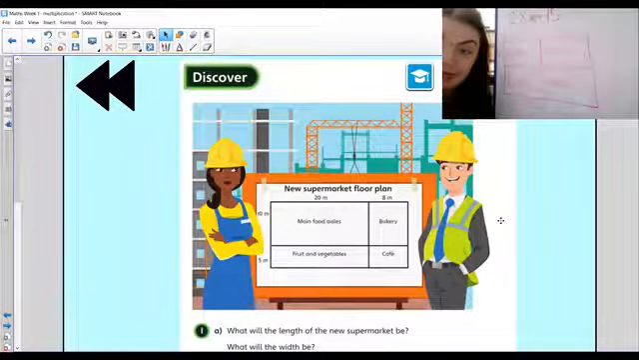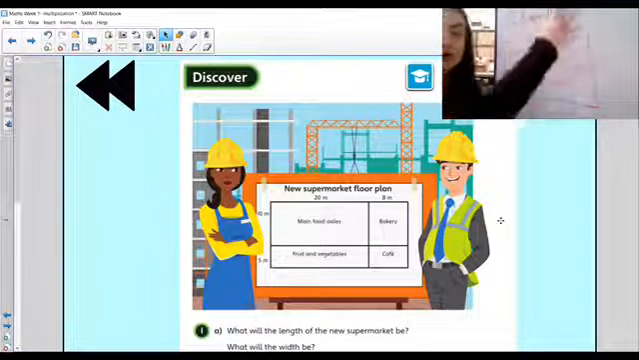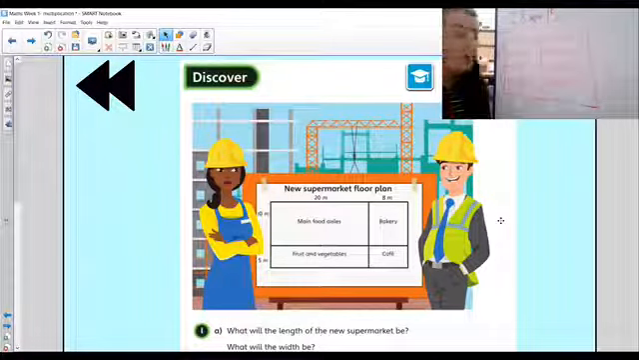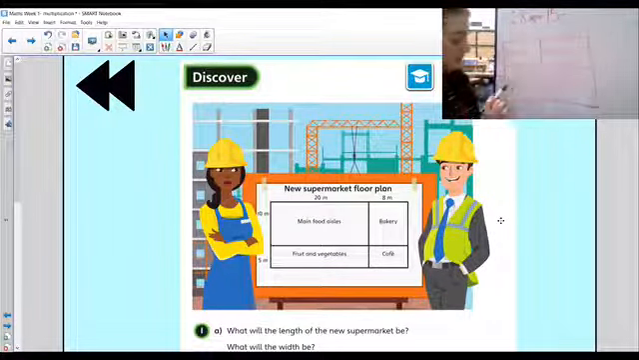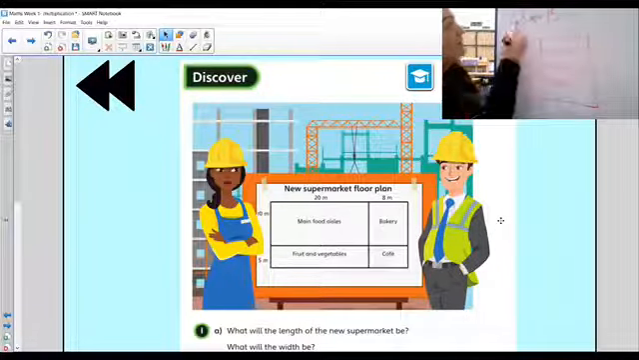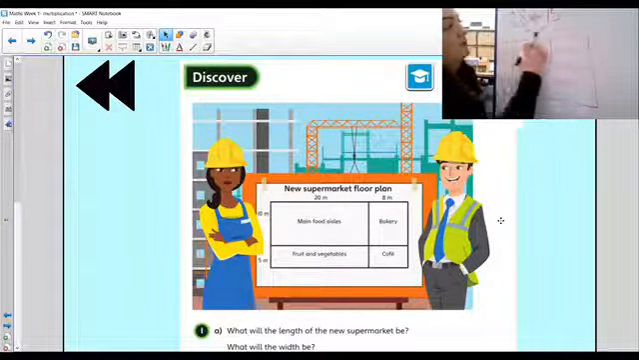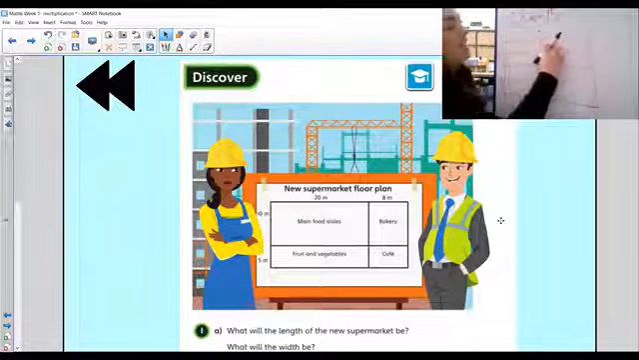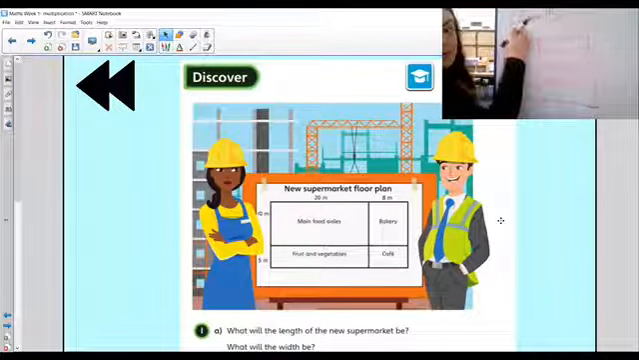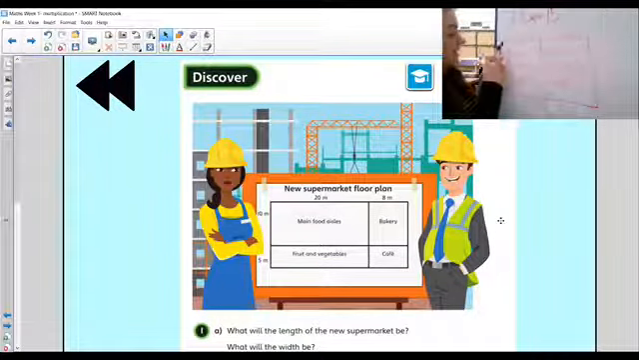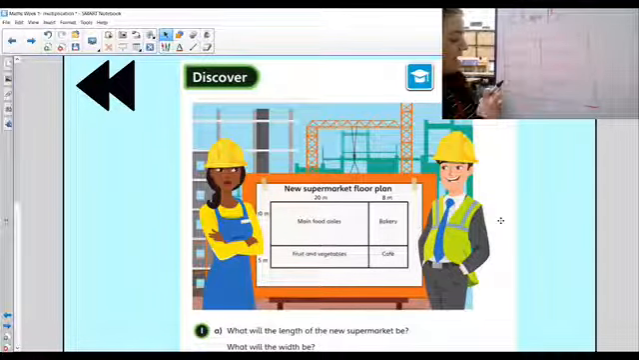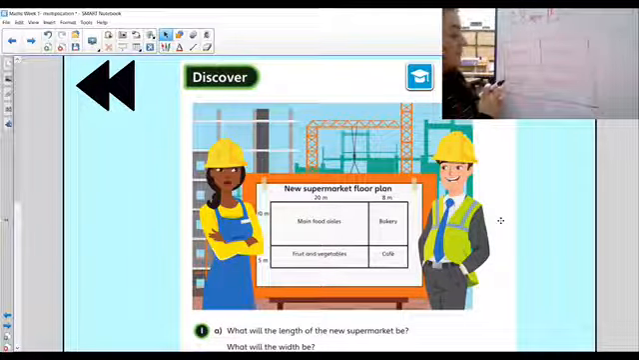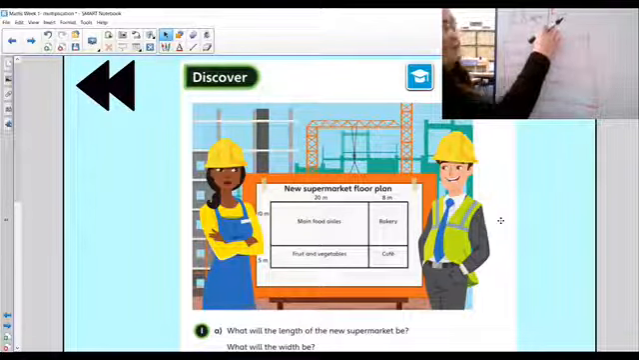Okay, so hopefully you have had a go at that now, and your model looks a little bit like mine on the board. So you can see I've already started to set it up. I've managed to get my length of the supermarket, which is this length here. So I've got a 20 and an 8, which put together is 28. And then down the side for my width, I've got 10 meters and 5 meters. So my total width is 15 meters.